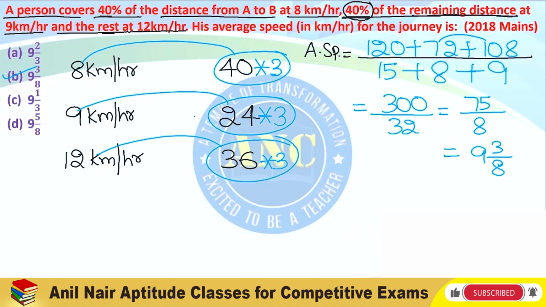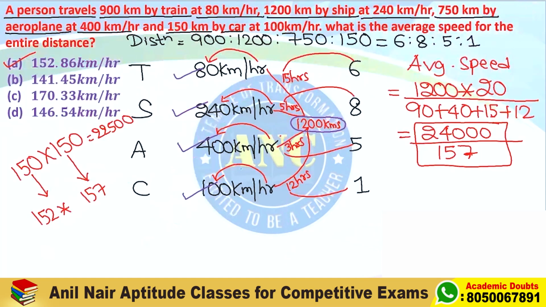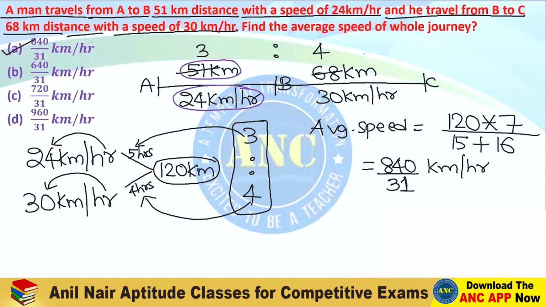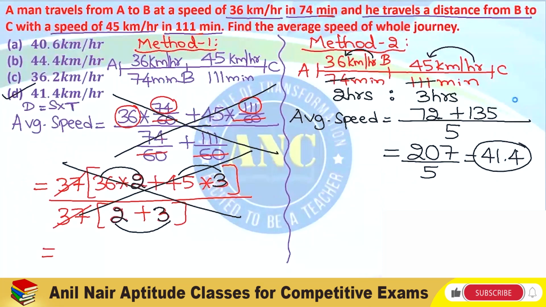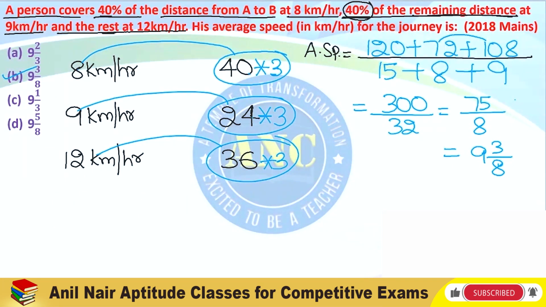But in all the previous problems, you were taking the distance ratio. You were taking the ratio of the distance. Let me show it to you, right? In all the previous problems, these are nothing but the ratio of the distances. In the previous problem, 3:4 is nothing but the ratio of the distances. Here also 5:7 is the ratio of the distances. But why did you not take the ratio of the distances in this particular problem?